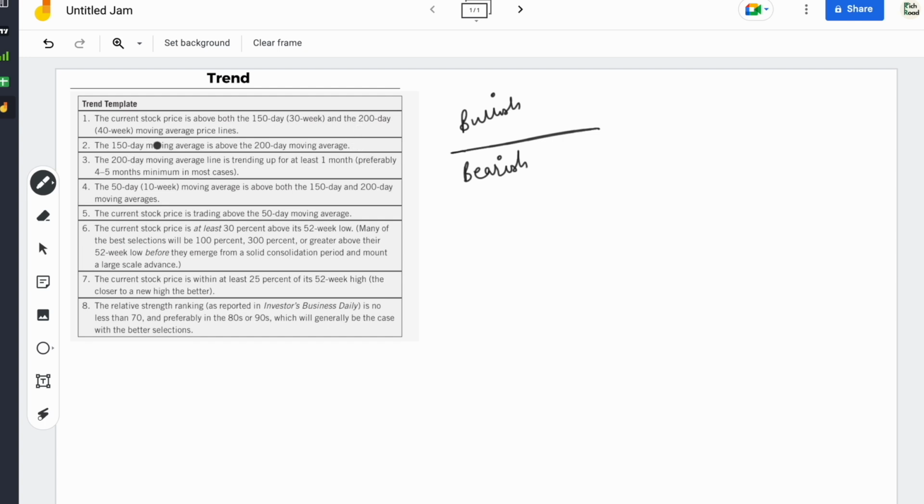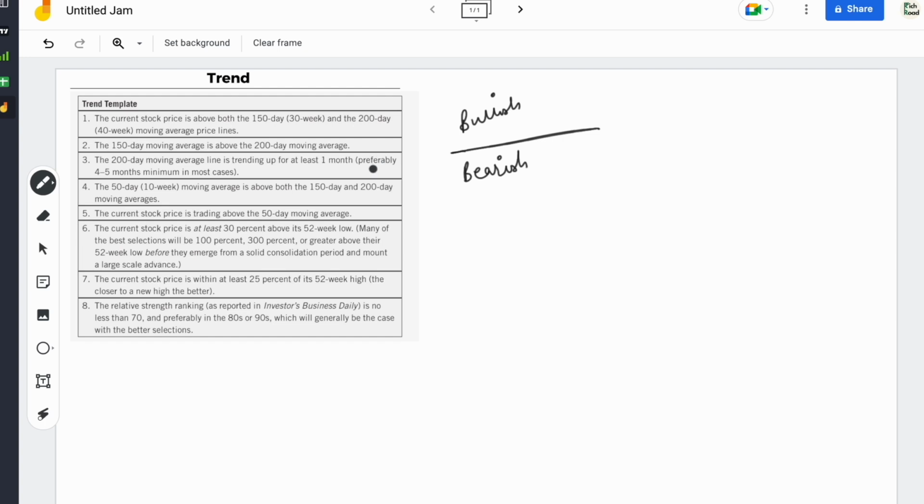Then he says that the 150-day moving average should be above the 200-day, which simply means that you should have some good momentum in the long term as well. Because when 150 is above 200, and these are really long moving averages, that means your long term is not in a downtrend. It could be in a range or it could be in an uptrend, but that is all.